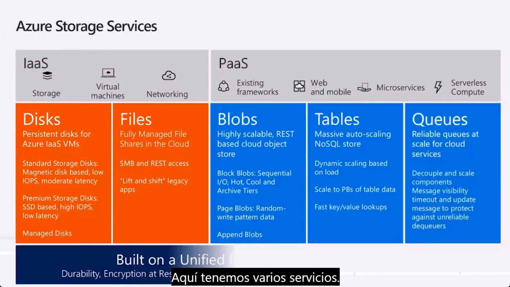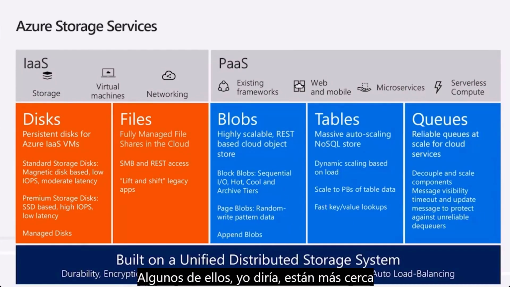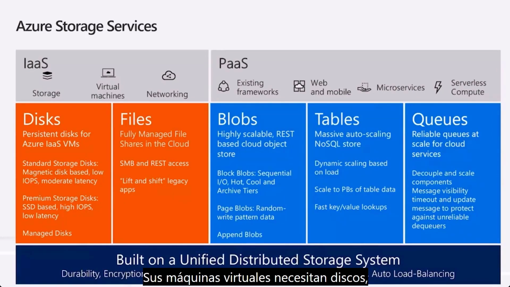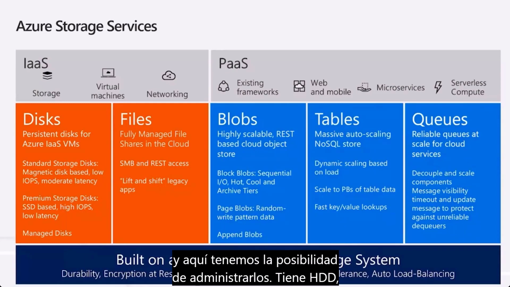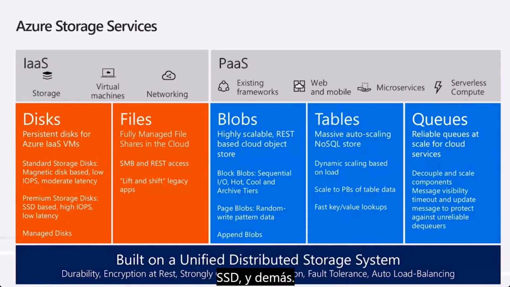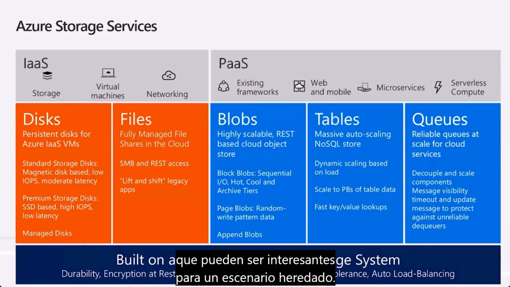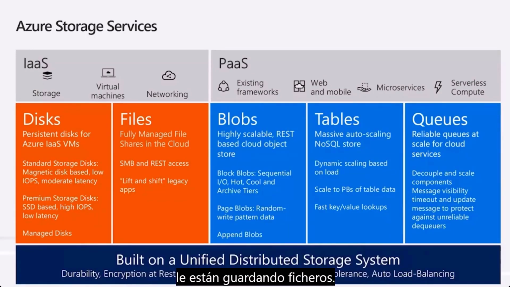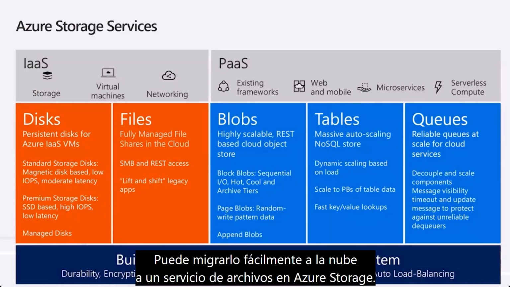We have quite a lot of services. Some of them, I would say, are closer to infrastructure as a service, things like disks, all right? Your virtual machines need disks, and here we have the possibility to manage them. You have HDDs, SSDs, etc. But you also have files, and files can be interesting for a legacy scenario. Let's imagine that you have a file share on your server and your users are saving files to it. You can easily migrate that to the cloud to a file service in Azure Storage.